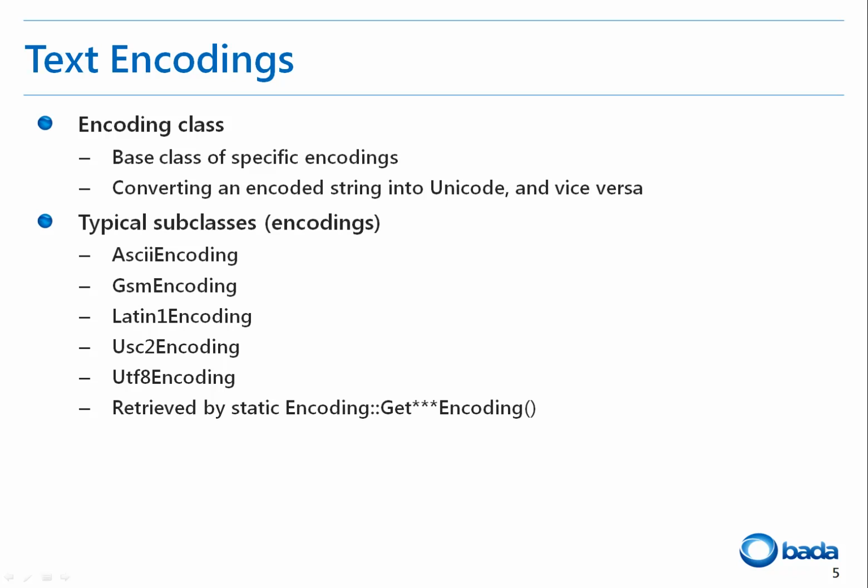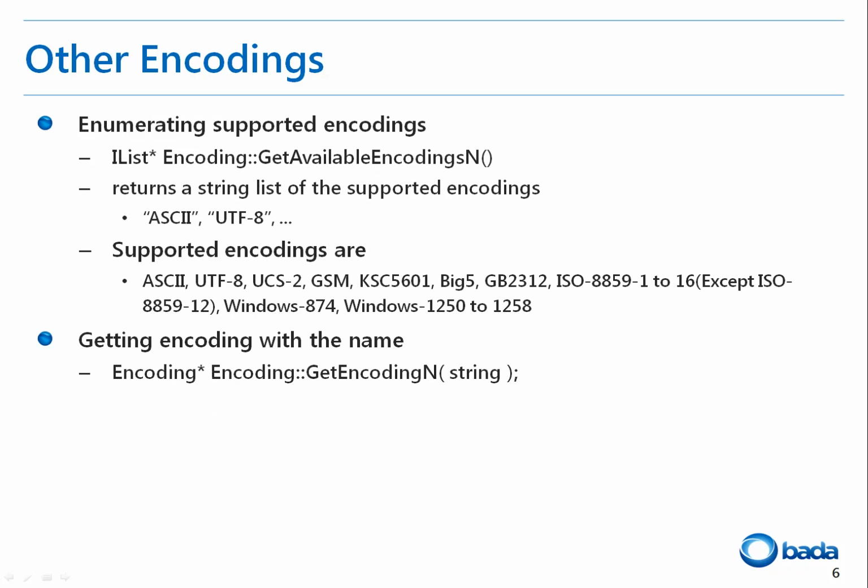You can get each encoding object by calling the relevant getXXX encoding function. To find out which encodings are supported, you can call the getAvailableEncodingsN static function. This will return a list of encoding names. For example, an item name in the list can be ASCII or UTF-8. To select the required encoding type, call the getEncodingN function with the name string of the encoding object.